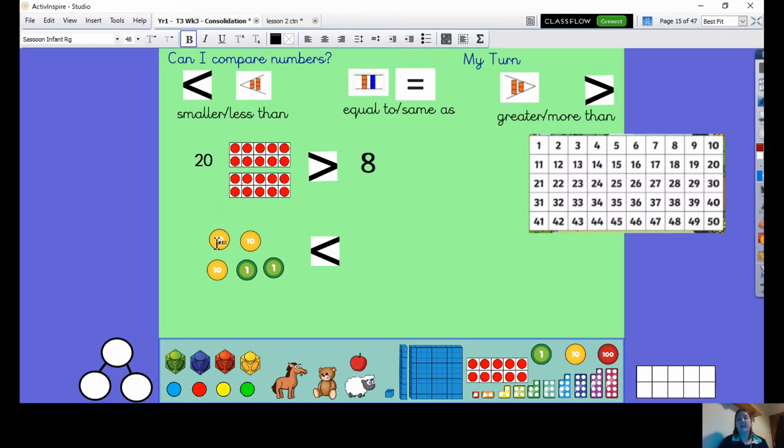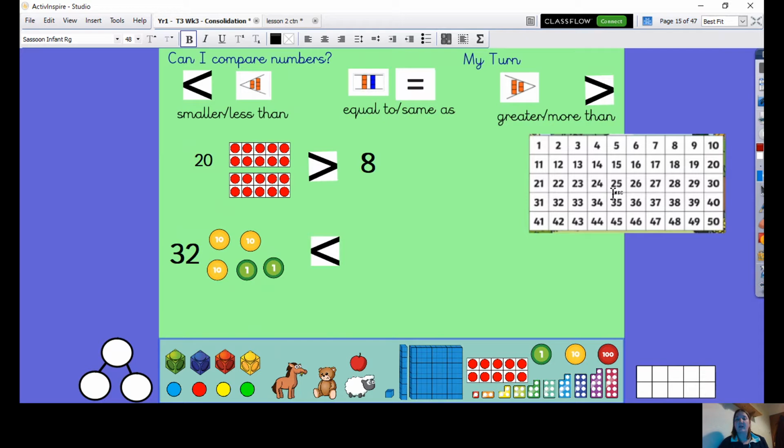Okay, so looking at this one here, again, I need to work out what this number is first of all. So I've got 3 10s: 10, 20, 30, 31, 32. So I've got 3 10s and 2 1s, which makes 32. So this time it's saying to me that 32 is smaller than what? What is 32 smaller than?